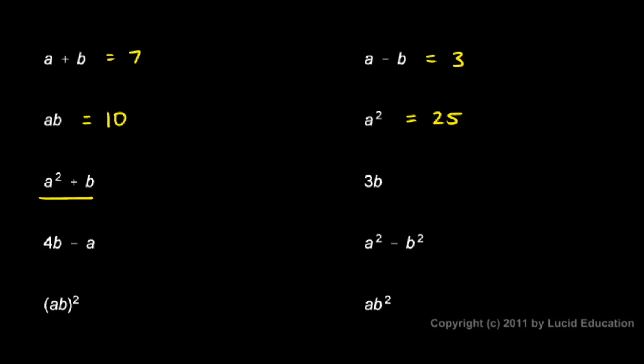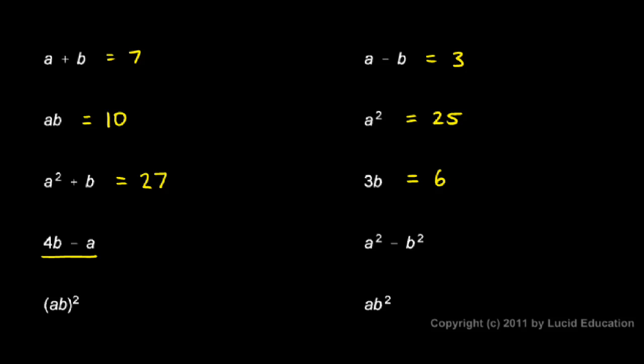Now this one's a little bit harder because there's two steps. We need to compute A squared and then we need to add B. Well, A squared, A is 5. 5 squared is 25, so we have 25 plus B, and B is 2. So 25 plus 2, that gives us 27. 3B, well, B is 2. So 3 times B is just 3 times 2, which is 6.